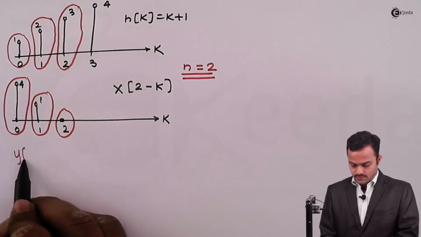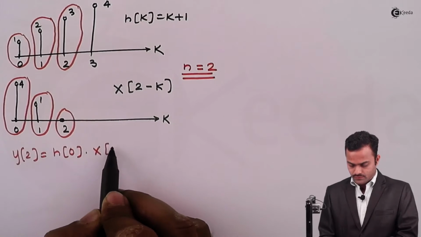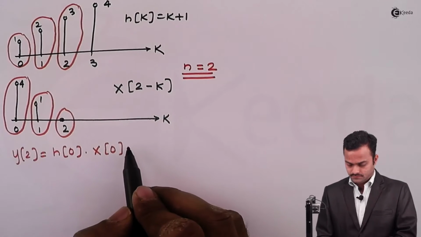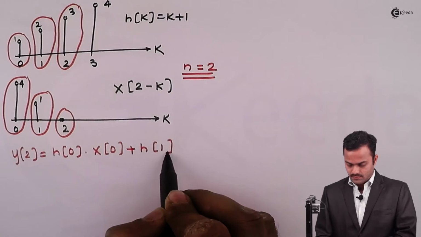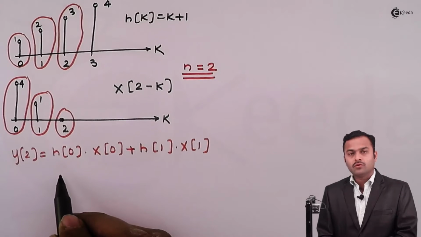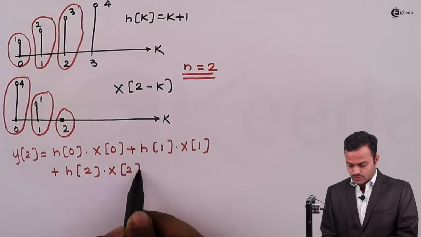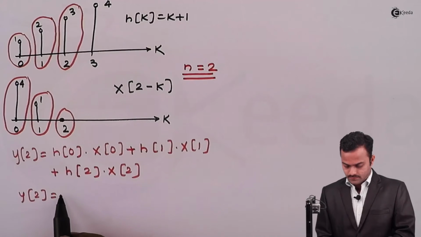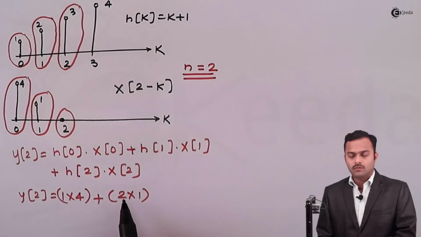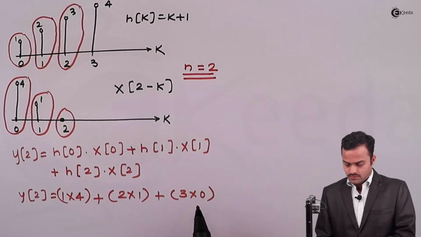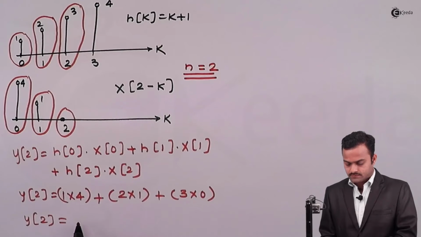So I can say y of 2 equals h of 0 into x of 0 plus h of 1 multiplied by x of 1, and one more sample point is common, hence it is h of 2 into x of 2. So if I substitute, I will get y of 2 as 1 multiplied by 4 plus 2 multiplied by 1 plus 3 multiplied by 0. And if we solve, we'll get an answer y of 2 equals 6.